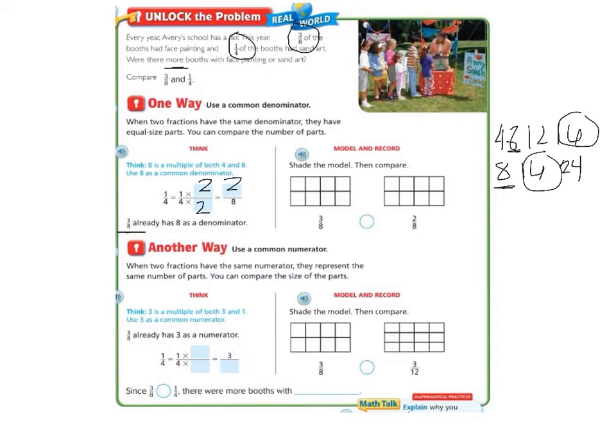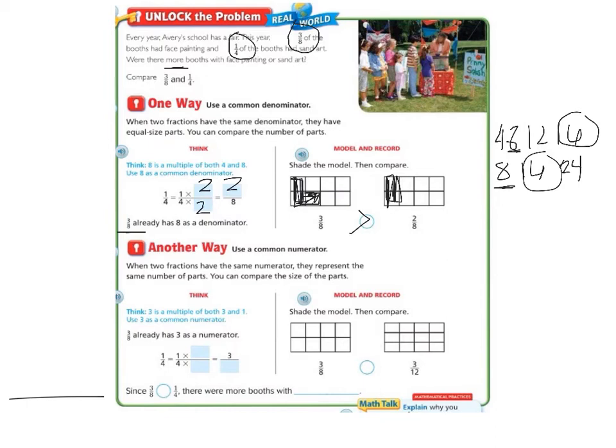Then we can draw a model to show what that looks like. First, I have 3/8, so here's 1, 2, and 3, or I have 2/8, 1, 2. Well, we know that 2 is less than 3, so there are more 3/8 than there are 2/8.